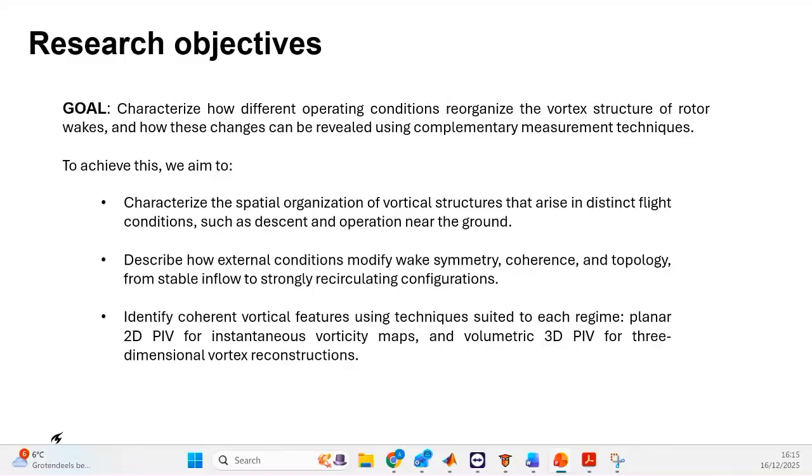Then we need to describe how the external conditions modify the symmetry of the vortex structure, for example with oblique descent, and also the coherence of the vortex structure and the topology. And finally, we want to identify these structures both in 2D and also in 3D to be able to reconstruct the vortex structure.